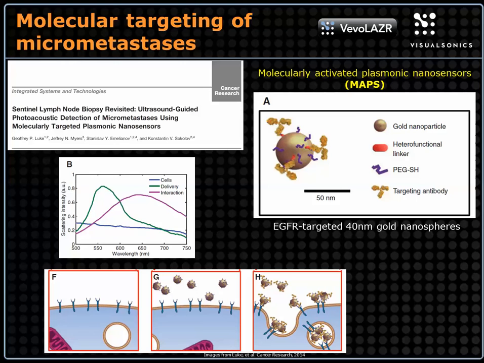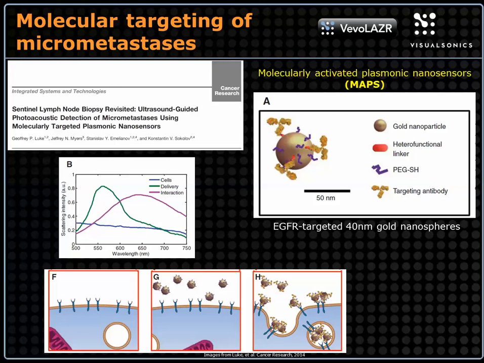And the reason I wanted to mention them is because there was a paper published recently in Cancer Research that takes advantage of this kind of technology, this gold nanoparticle technology. And this is actually the same lab where NanoHybrids spun out of. It's Stanislav Emelianov's lab at UT Austin. And this is a paper that they published recently using a gold nanosphere in this case, and they've functionalized it with an antibody here. Now, this antibody is EGFR targeted.